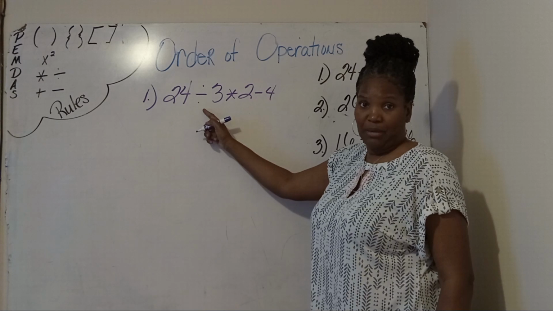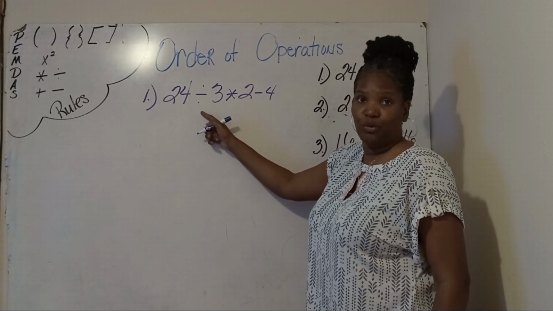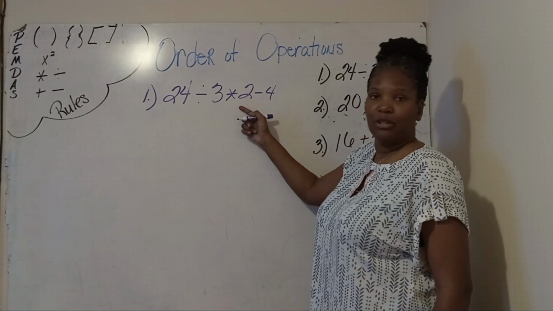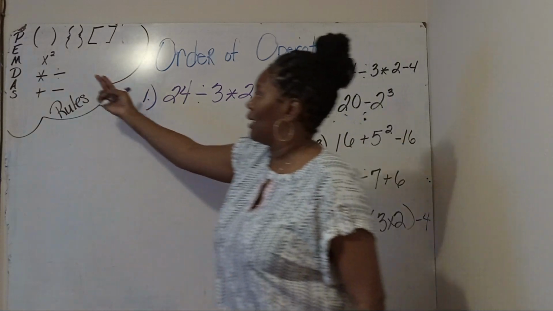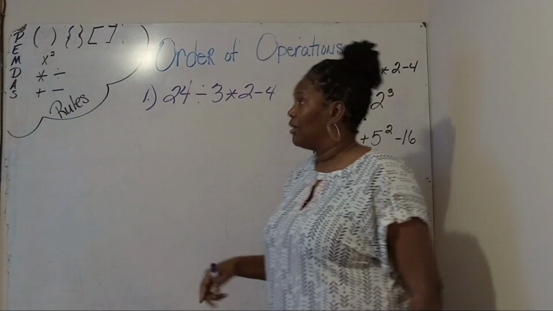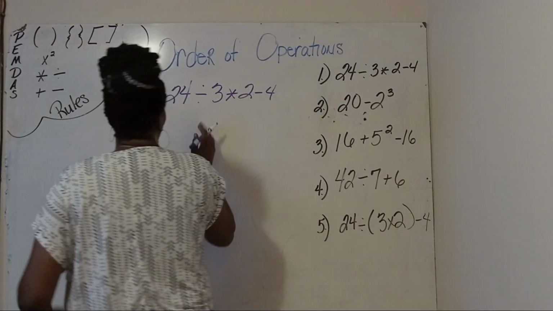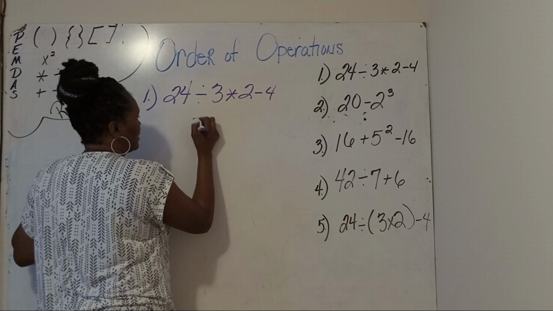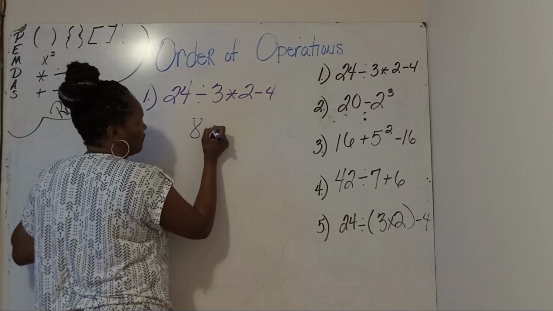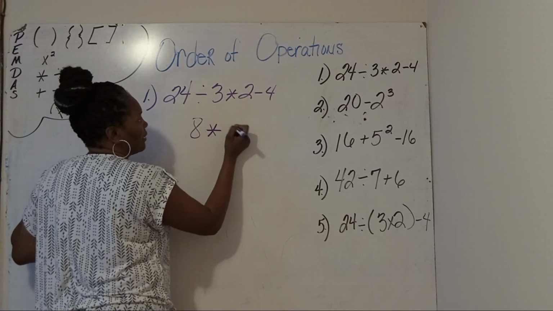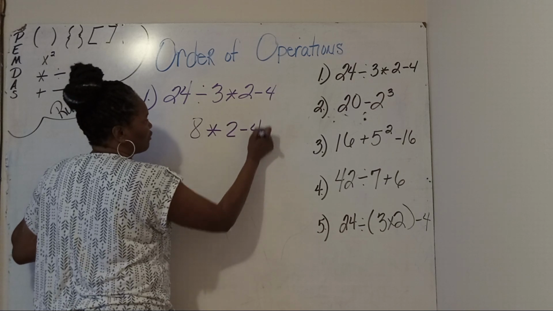The division problem is coming first. We're going to do the division first. We're not going to do this multiplication first. So that's what I mean. These two are interchangeable. So division is coming first, so division is what we're going to do first. So 24 divided by 3 is 8. We bring all the rest of this stuff down. 8 times 2 minus 4.